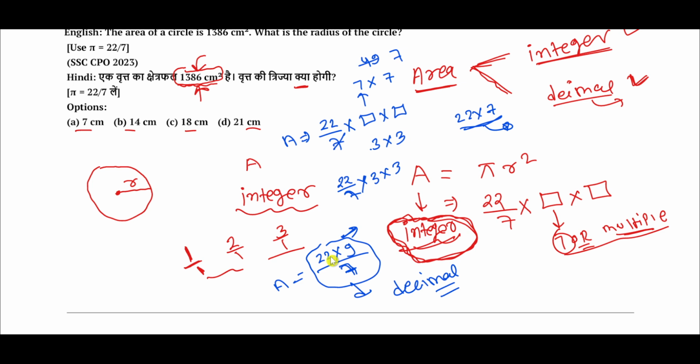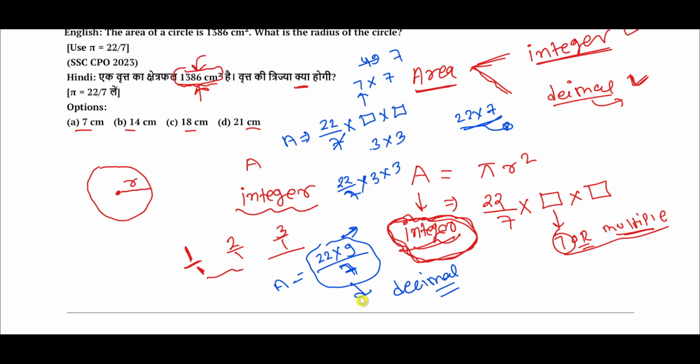So when you get the area of any circle in decimal form in a question, you can easily think that the radius must be in decimal, not exactly a multiple of 7 or 7.